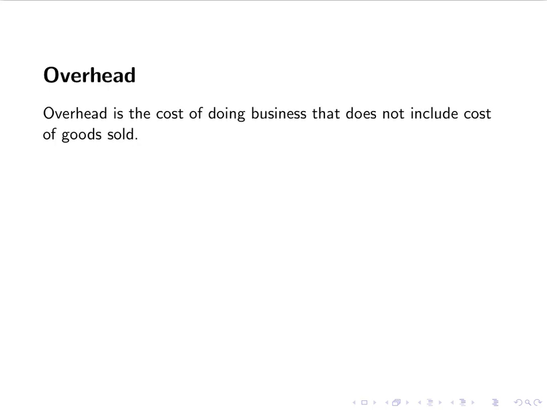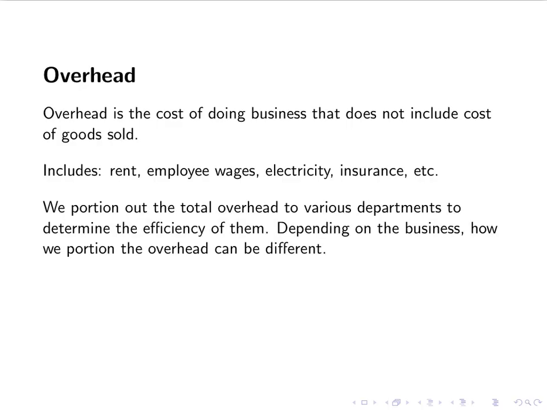Hello everyone, today we're going to look at overhead. Overhead is the cost of doing business that does not include the cost of any goods sold, if your business is selling goods. So these things can include rent, employees' wages, electricity, insurance, all the other things it takes to run a business, again, besides goods being sold.